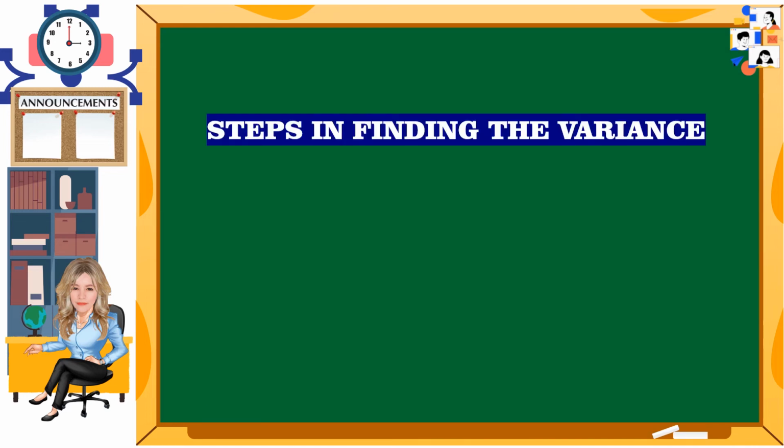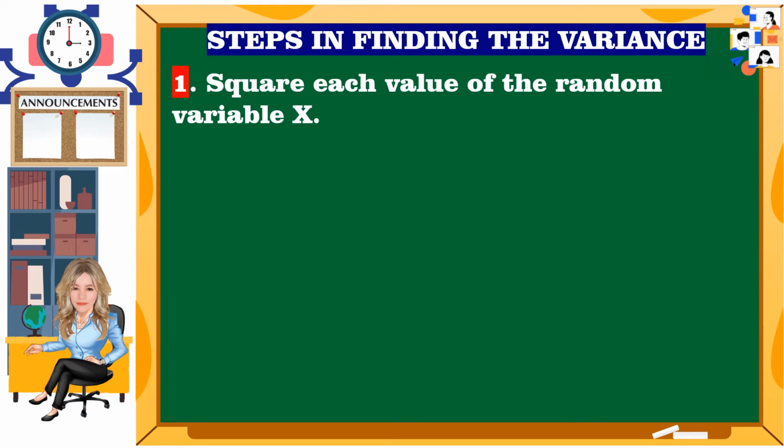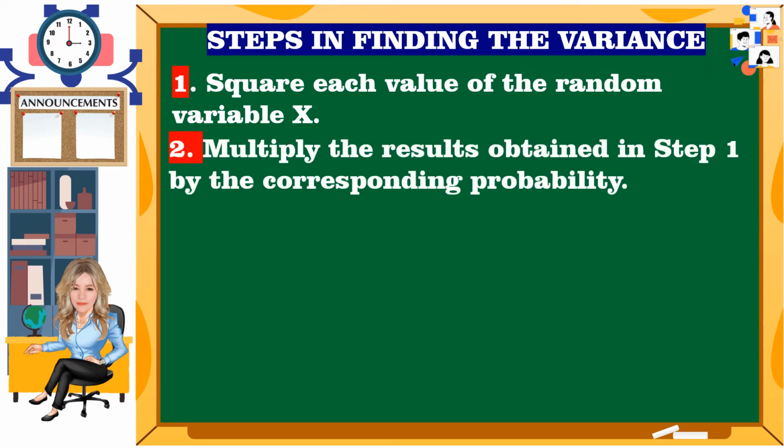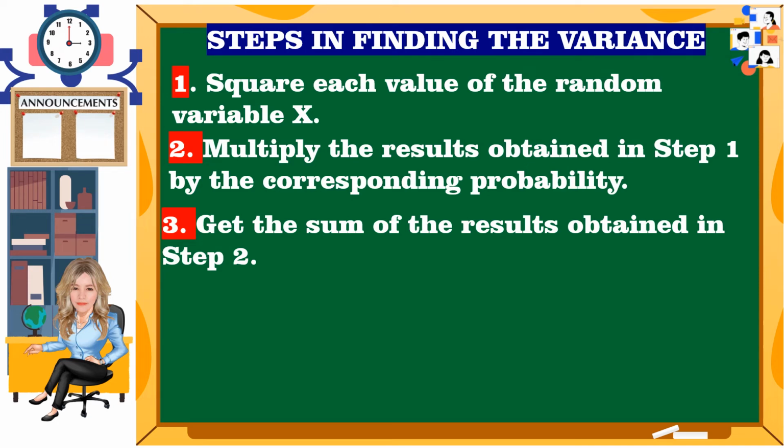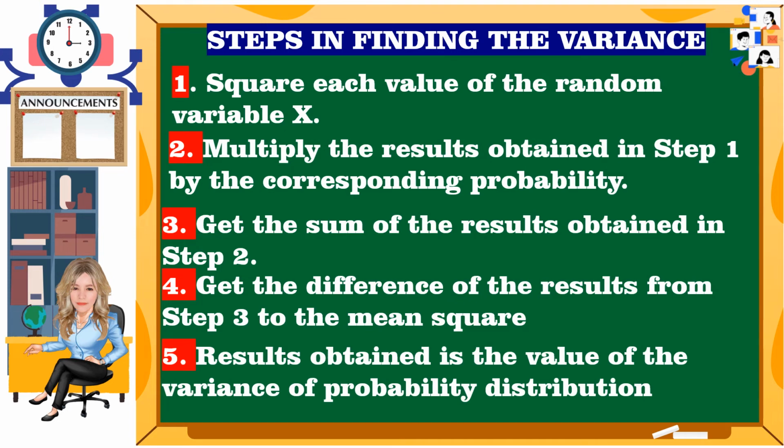So here are the steps in finding the variance using the alternative formula. First, square each value of the random variable x. Second step, multiply the results obtained in step 1 by the corresponding probability. Step 3, get the sum of the results obtained in step 2. Step 4, get the difference of the result from step 3 and the mean squared. Then the last, the result obtained is the value of the variance of the probability distribution.